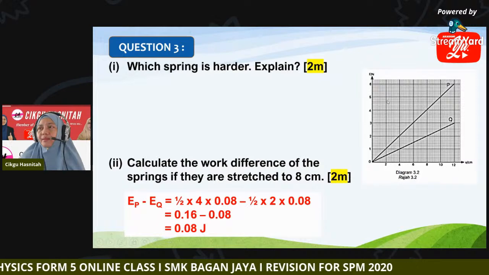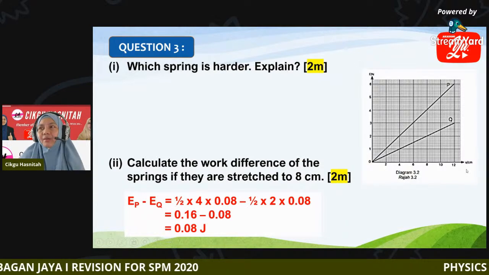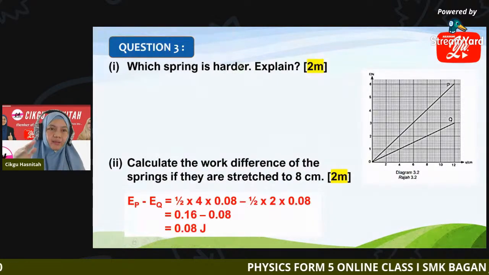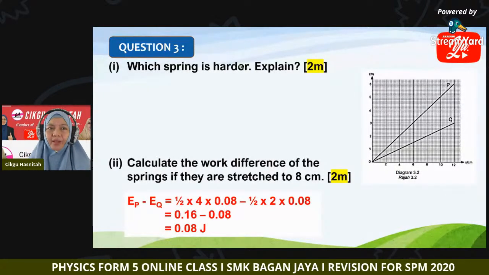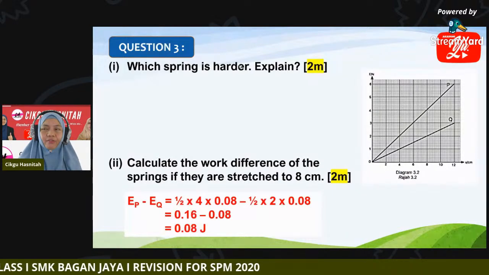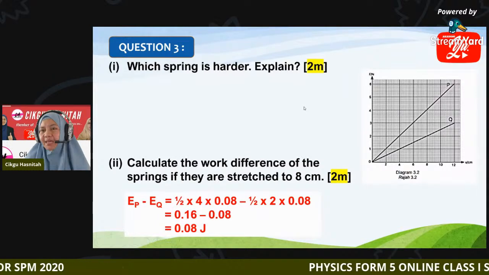Okay, remember when you have a force extension graph, the stiffness or the hardness is given by the gradient, the force constant. So a spring with a higher gradient or higher force constant shows a harder spring. So answer is P. Yes, very well.